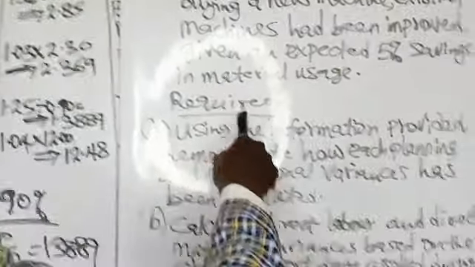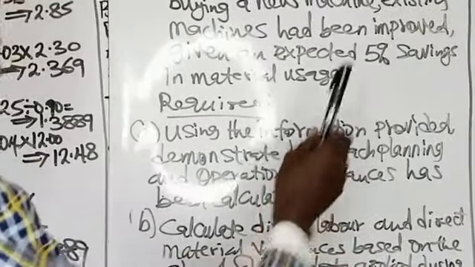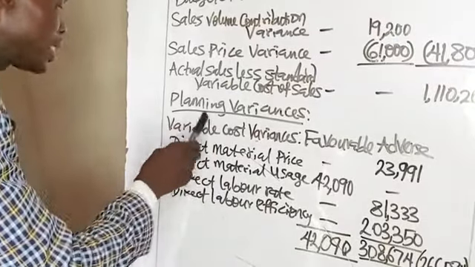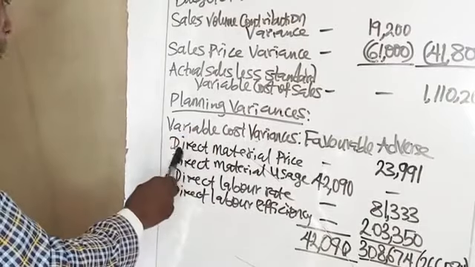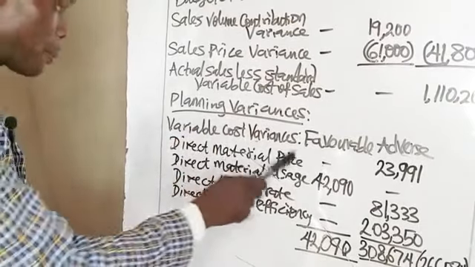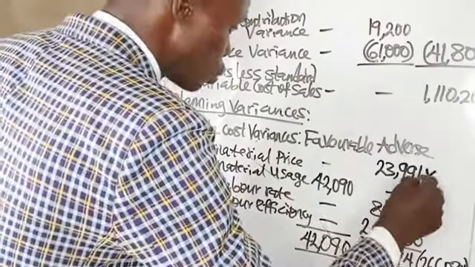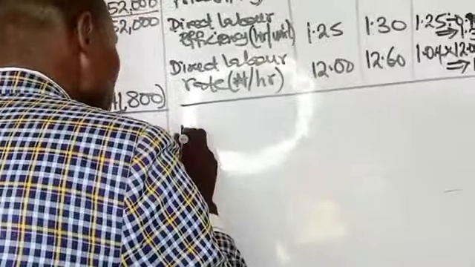Now, required: using the information provided, demonstrate how each planning and operational variance has been calculated. We want to demonstrate how we've arrived at the following planning variances. The first planning variance we have is the direct material price planning variance. We want to demonstrate how they've arrived at this 23,991.